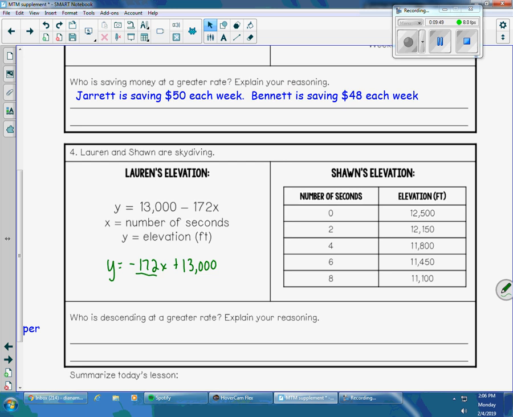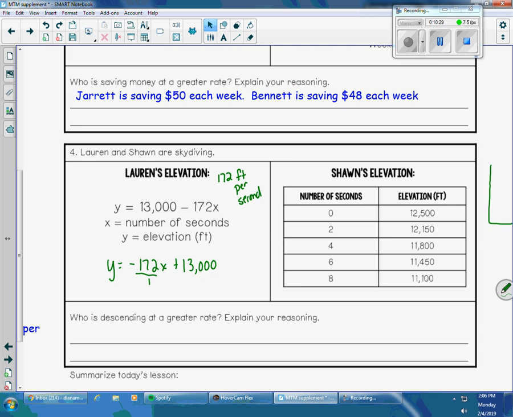So they're starting at 13,000 feet and they're jumping out of an airplane, and she's dropping at the rate of 172 feet per second. Okay, so that would be 172 feet per second that she's dropping, or descending, I guess you'd say. So she's descending at 172 feet per second. Now we have to figure out what Sean is doing here. So again, I'm going to use the slope formula to figure out what the slope or rate of change is in this scenario.